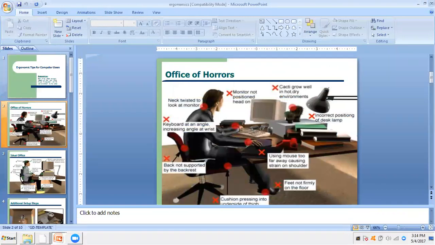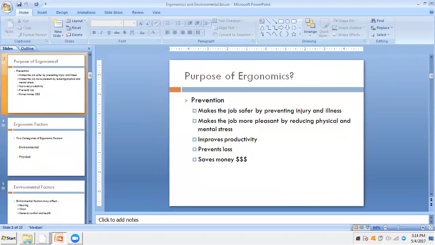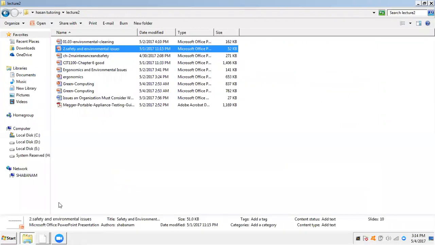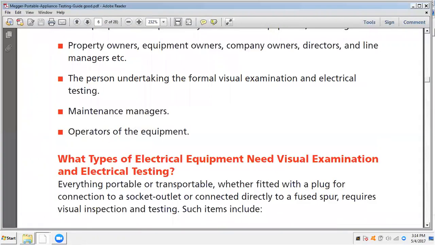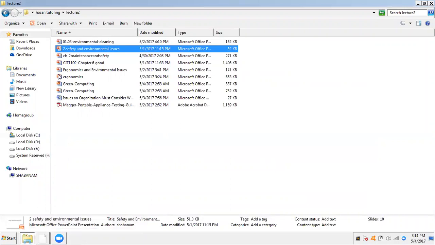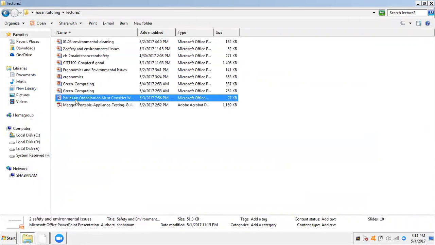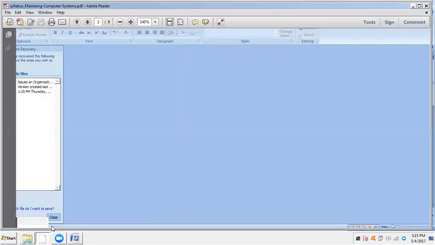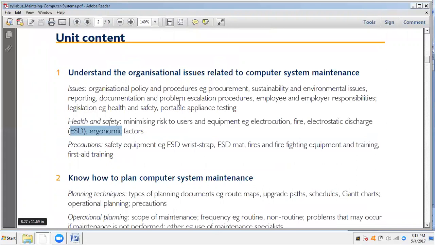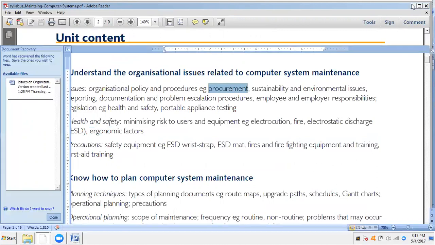We have studied ergonomics. We have also studied PAT, portable appliance testing, and let's see. I think we'll see next what is procurement, buying and selling of computers.